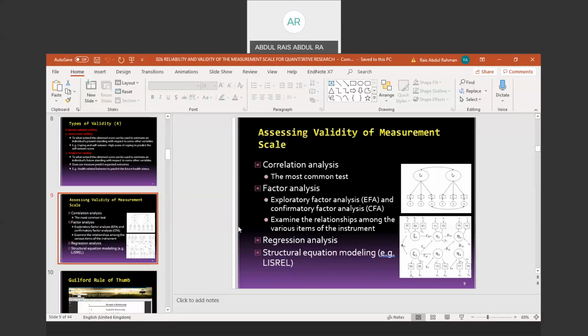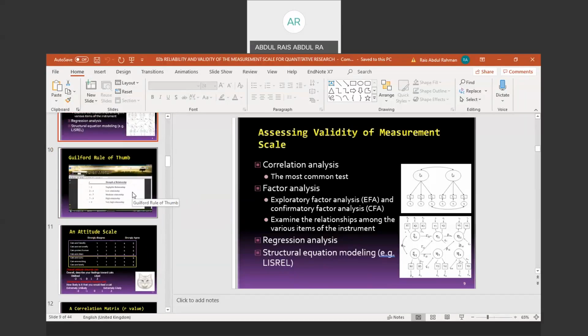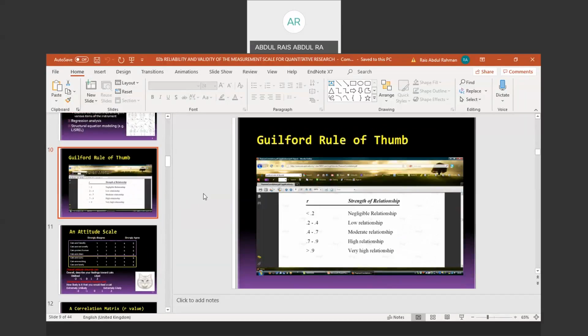Alright. For those who use correlation analysis, dia guna Guilford rule of thumb. Meaning kita tengok R value ni. Biasanya anything below 0.2 is negligible. If it's 0.2 to 0.4, it's low. Between 0.4 to 0.7 is moderate. 0.7 to 0.9 is highly related.